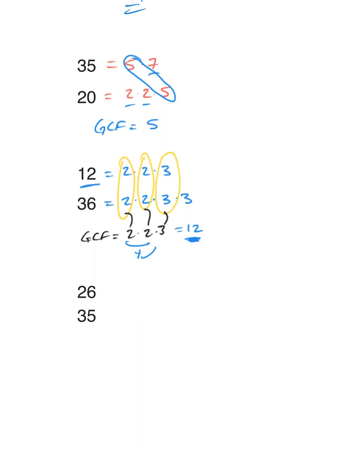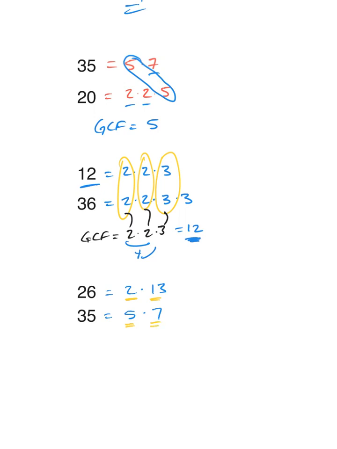Now if I look at 26 and 35, 26 is 2 times 13, and 35 is 5 times 7. Well, when I look for what they have in common, they don't both have a 2. 26 is the only one with a 13. 26 doesn't have 5 as a factor, and 26 doesn't have 7 as a factor.